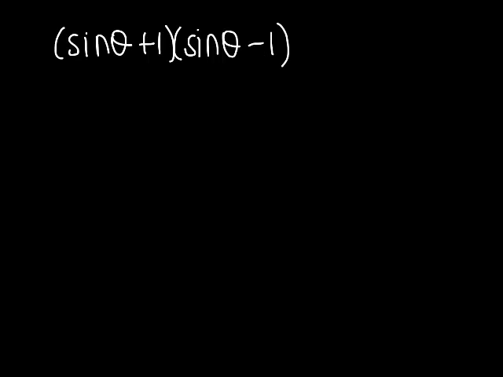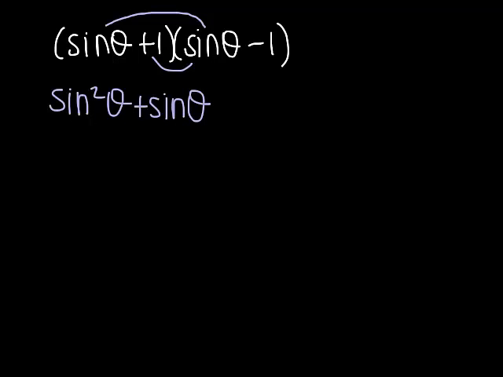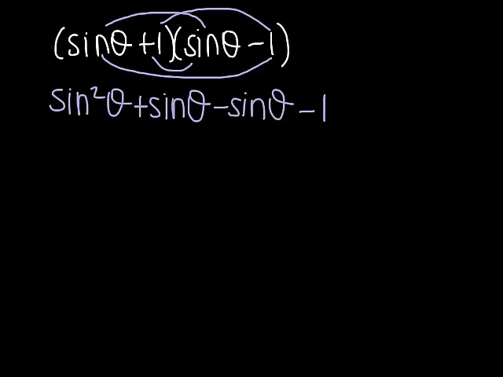I want to simplify sine theta plus 1 times sine theta minus 1. So I think the first thing I'll do is I'll multiply these two together. So let's see. Sine times sine is going to give me sine squared. 1 times sine gives me sine. Sine times negative 1 gives me negative sine. And then 1 times negative 1 gives me negative 1. Now notice here that plus sine and minus sine, those are going to cancel. So I'm left with sine squared theta minus 1.